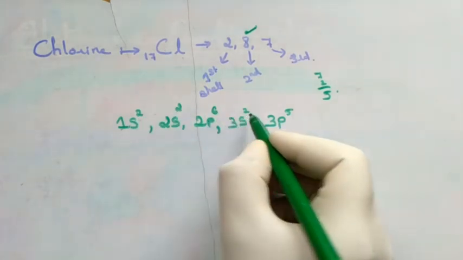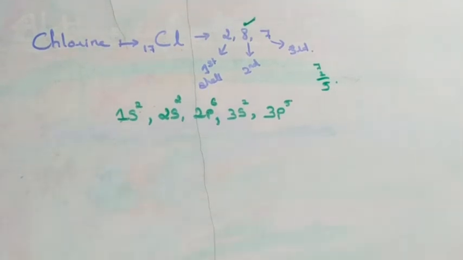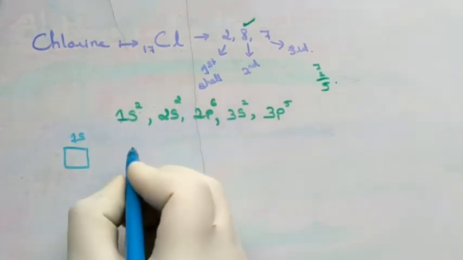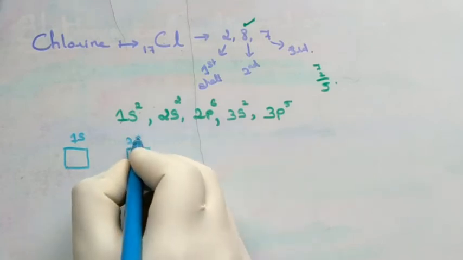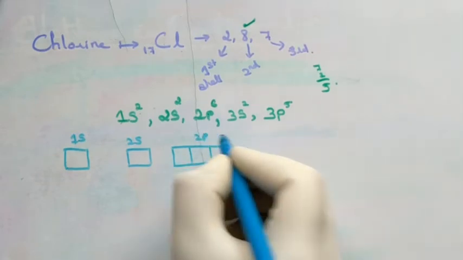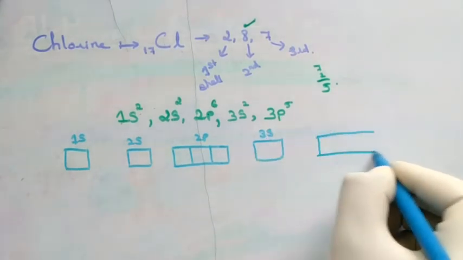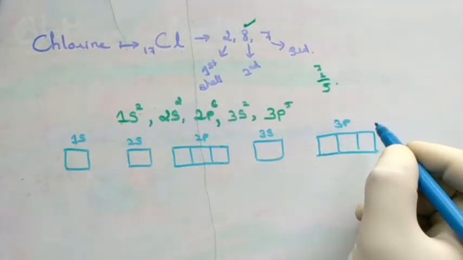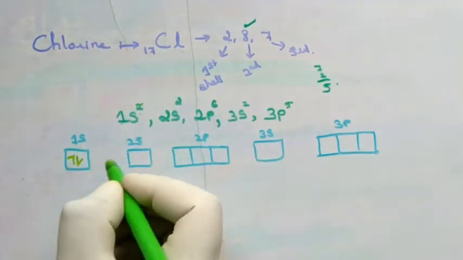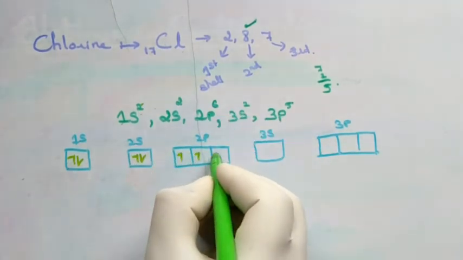So let's see how to fill these electrons in the orbitals. First orbital is 1s, and next 2s. And the next orbital is 2p. In p-type there are 3 orbitals, and next 3s, and finally 3p. So in 1s, 2 electrons will occupy, and in 2s also 2 electrons will occupy. In 2p, 6 electrons will occupy.